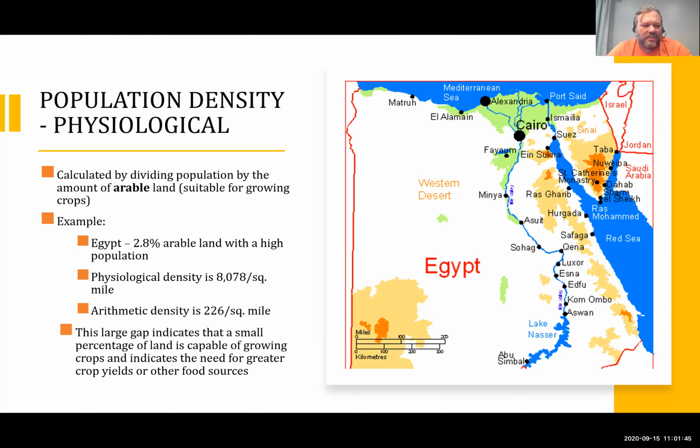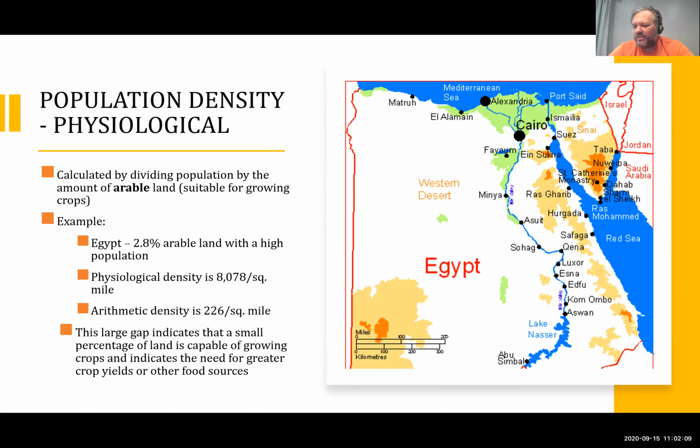The other type of density that we look at is something called physiological density. This just means, within your country, how much arable land, and by arable land, we mean land that can be used for growing things, is there to sustain the population. Physiological density takes the population and divides it by the amount of arable land.